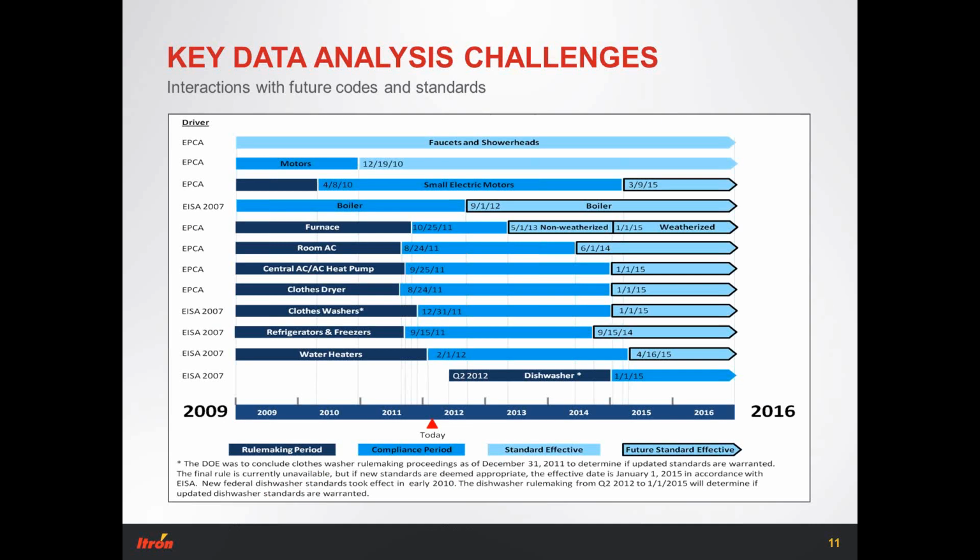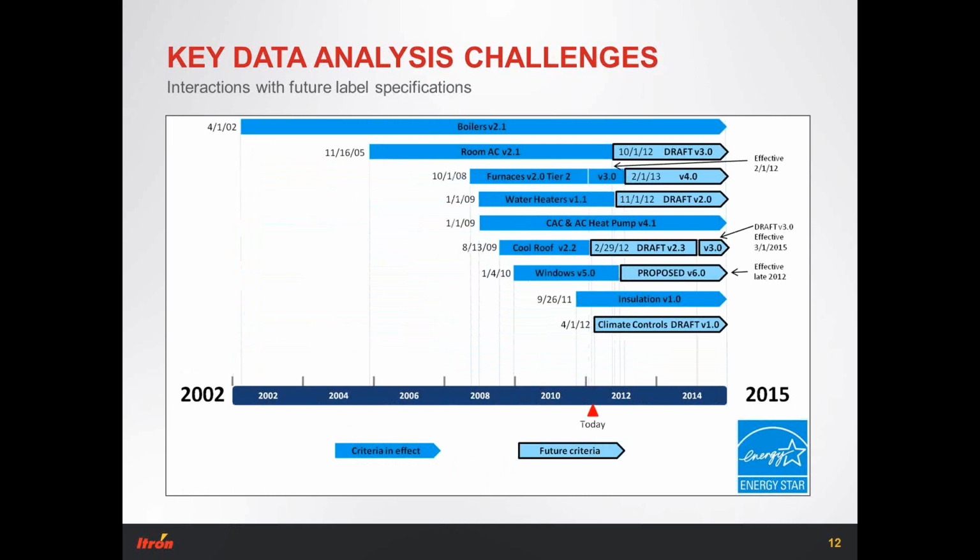On top of that, we have a code baseline that is moving. This chart summarizes the rulemaking outlook for the U.S. DOE, and you can see that these are a lot of types of equipment that are typical in IOU program portfolios: furnaces, room AC, central heat pumps, clothes dryers, and that baseline is moving and changing over the forecast horizon. On the flip side, these are the planned updates to the Energy Star label specification. These are also changing. So you have the baseline changing, and you have the measure definition changing.